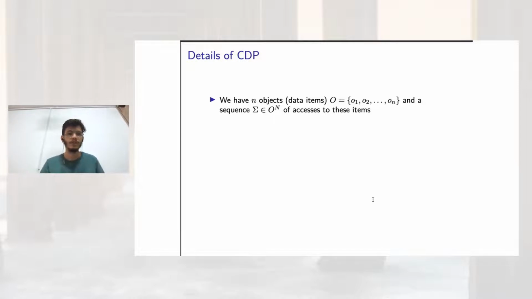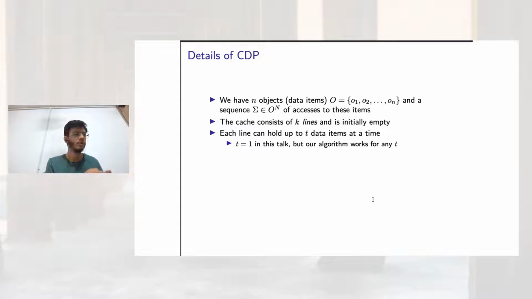We have, for example, objects that we can assume are O1 to ON, and sigma, as discussed, is the access sequence of these items. The cache consists of k lines, and initially it's empty. Each line can hold up to t items at any time. In this talk, we are going to set t equal to 1, but our algorithm works for any t.